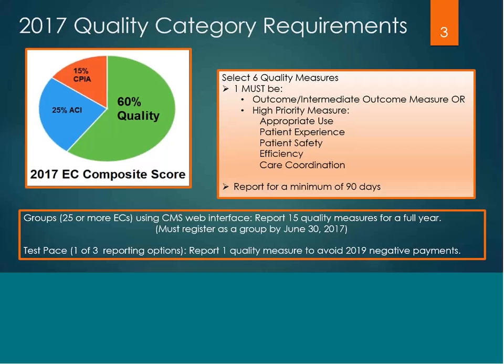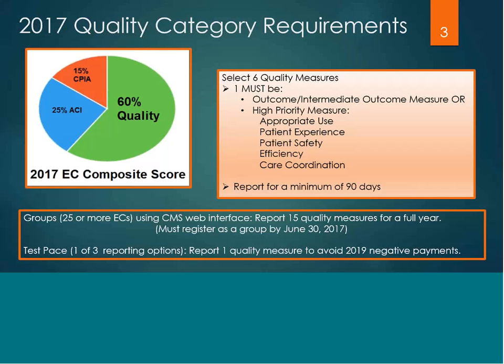One of the 6 measures must be an outcome or intermediate outcome measure. If an outcome measure is not applicable for your specialty, you would then need to select another high priority measure, which is defined as appropriate use, patient experience, patient safety, efficiency, or care coordination. You do need to report for a minimum of 90 days.